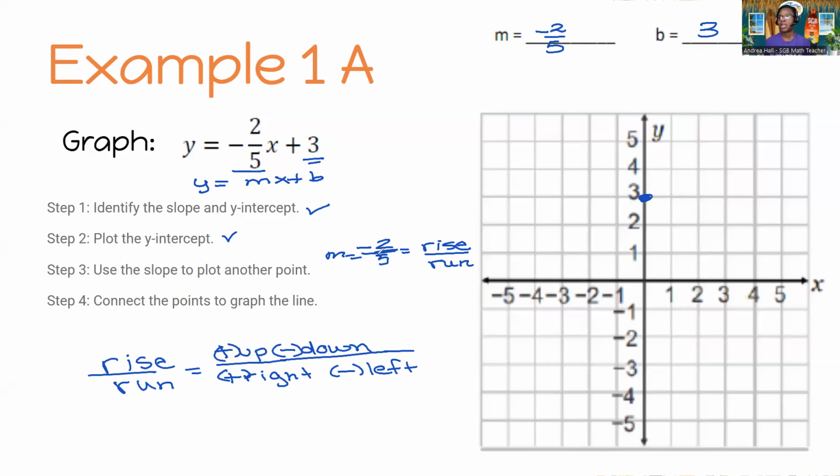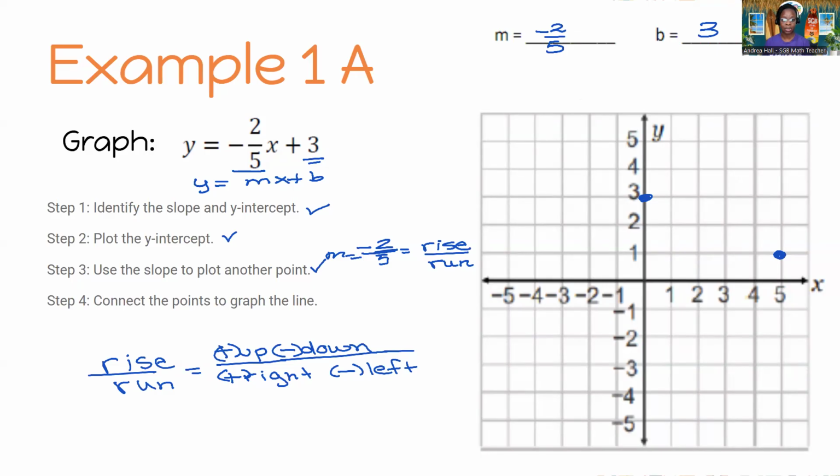All right, so our slope is negative 2 over 5, so I'm going to go down 1, 2, and it's positive 5, so I'm going to go to my right 5. 1, 2, 3, 4, 5, and I'm counting. Okay, so I have to do the rise and then the run. Okay, and so that's step 3. And then step 4 is connect the dots.